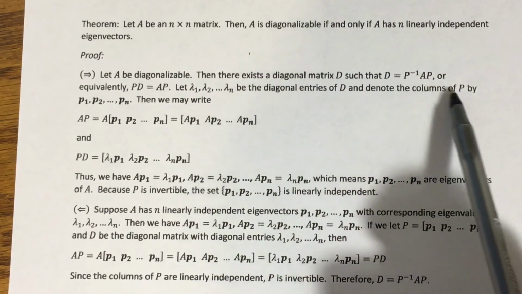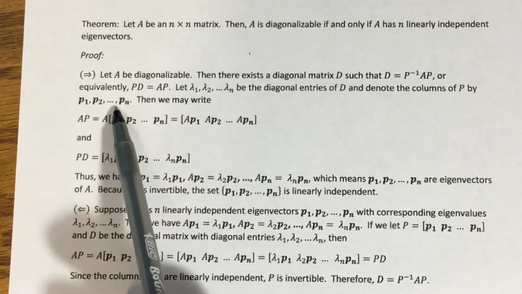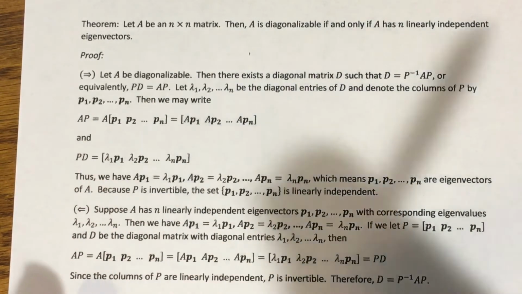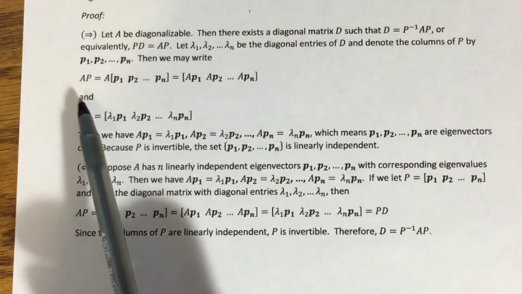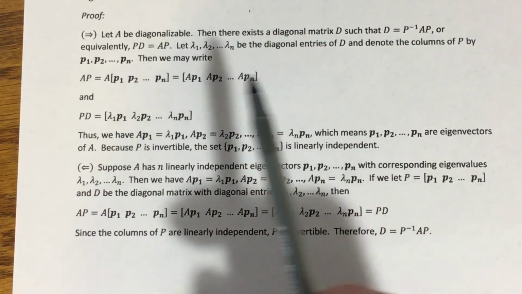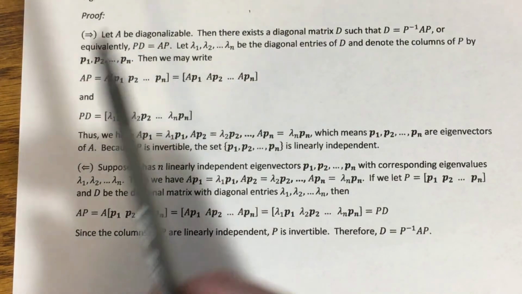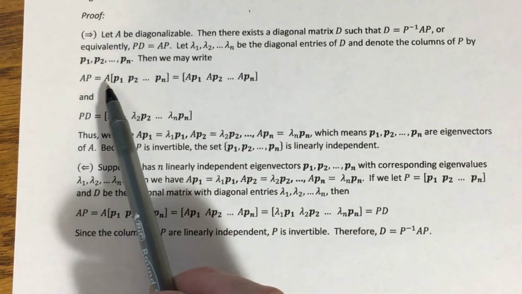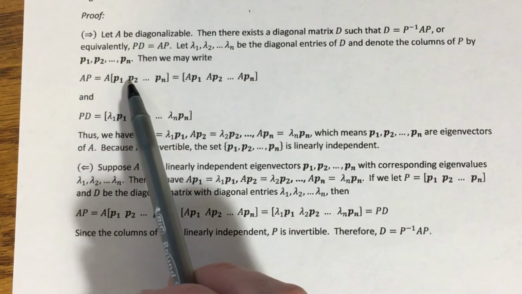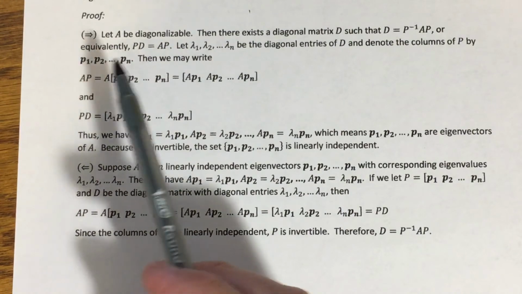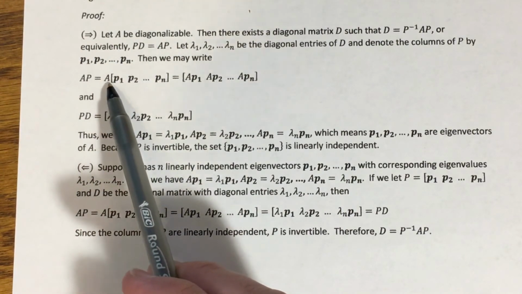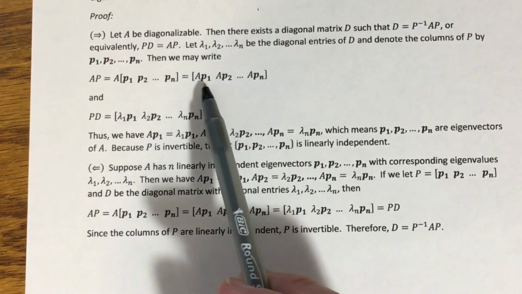And I'm going to denote the columns of P by P1 through Pn, okay? And we're going to go back to a representation for multiplication that we talked about way back in chapter 1. AP, which is the matrix that shows up on the right side of this equation right here, can be written this way. If I represent P as a partitioned matrix and write its columns in here, we showed way back in chapter 1 that the product of A times this matrix looks like this.